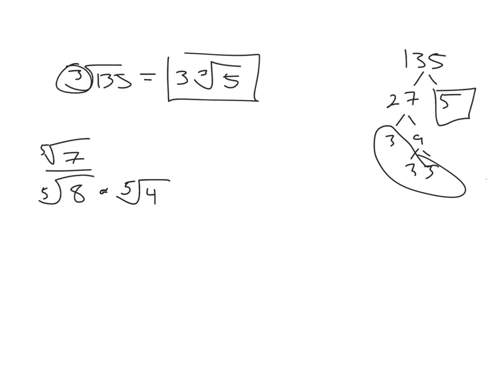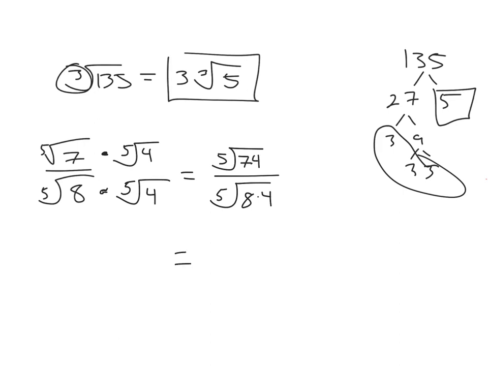Now, you're going to be able to see my train of thought in just a second, but remember, what you do on the bottom, you've got to do on top. So I've got to multiply this by the fifth root of 4, okay? So in turn, this ends up being the fifth root of 8 times 4, and then you have the fifth root of 7 times 4 on top. Now, that's going to simplify to the fifth root of 28, and then the fifth root of 32.